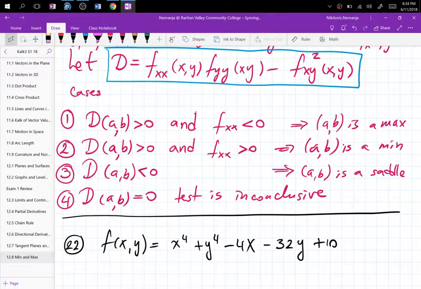So we just take the first derivative. Yeah, just take 5 derivatives. 2 first, and 3 second. Right? Because you have mixed derivatives.